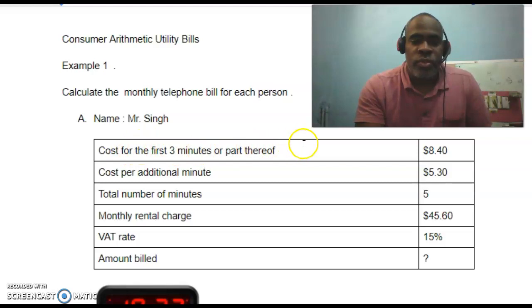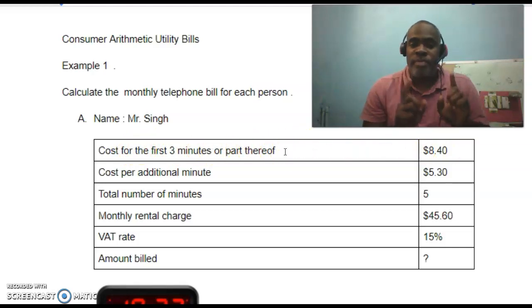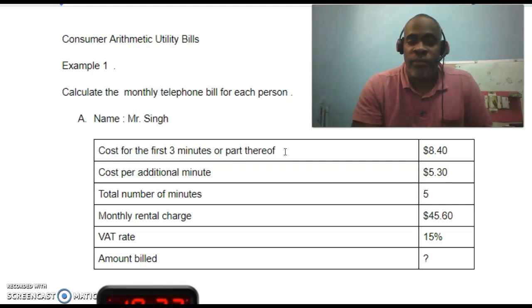Now, in the first row, it tells you the cost for the first 3 minutes of Mr. Singh's phone call. He would have paid $8.40. Now, for the additional minutes, cost per additional minute, that means that Mr. Singh would have paid $5.30 for each additional minute.